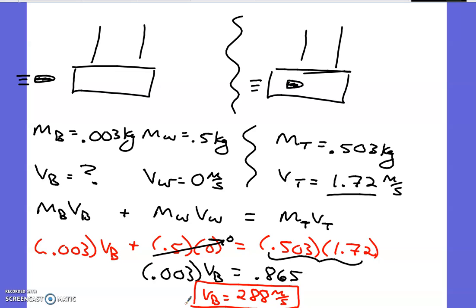So again, we use the conservation of energy in order to get the velocity after the collision. And then we use a conservation of momentum to get the velocity of the bullet before the collision.